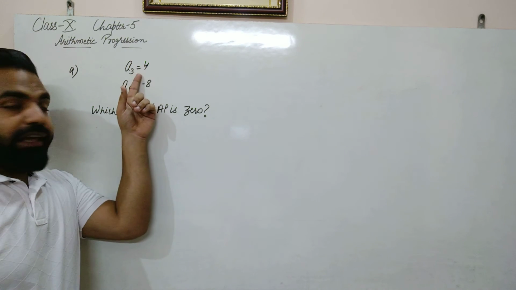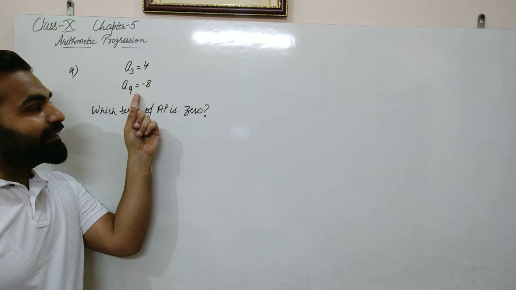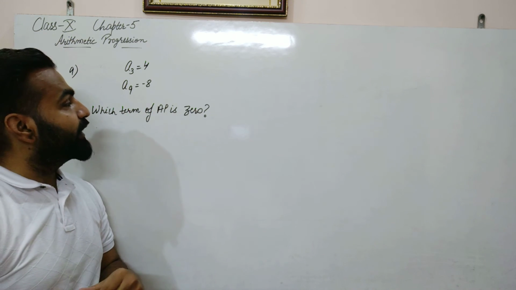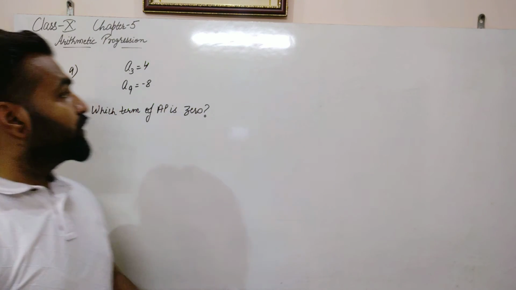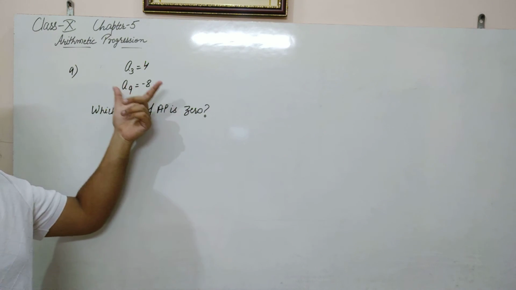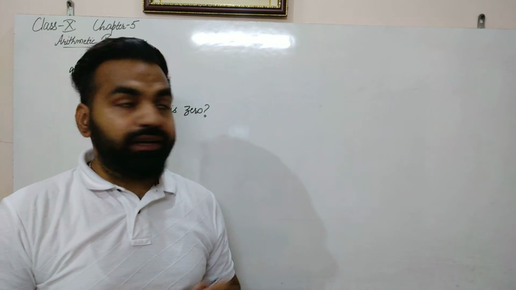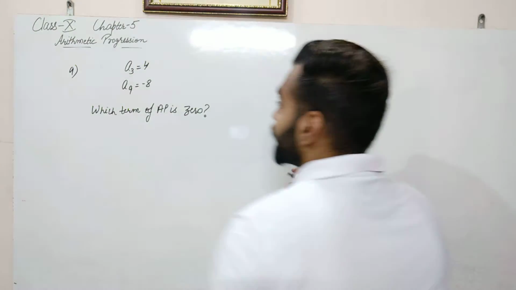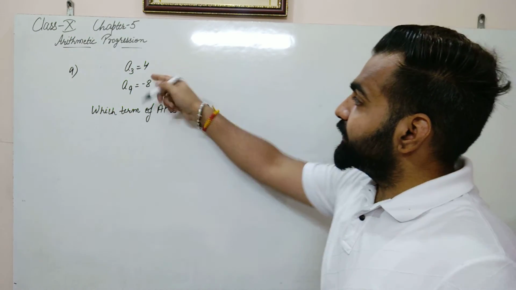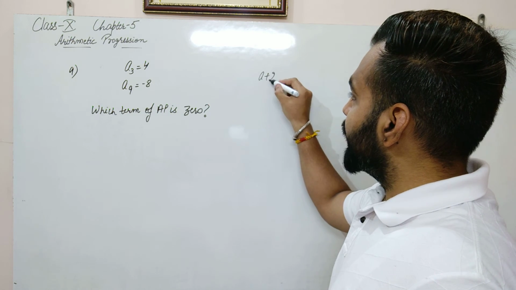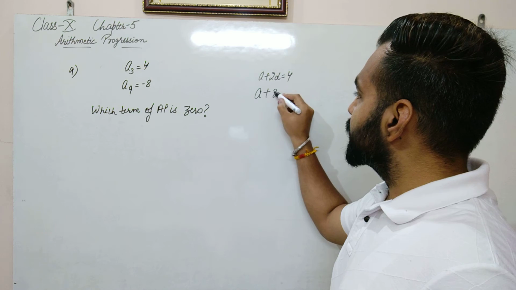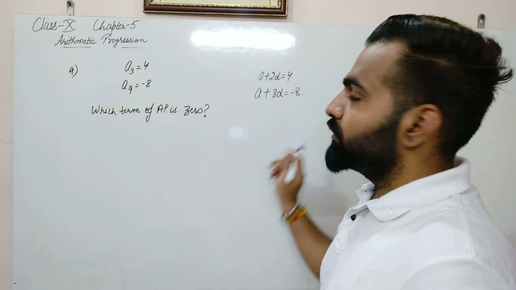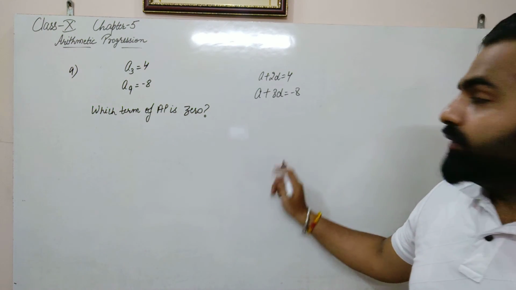The third term of an AP is 4. The ninth term of the AP is minus 8. So we have to tell which term of the AP is 0. First of all, let us solve for the values of A and D from the given data. A3 can be written as A plus 2D. A9 can be written as A plus 8D. So solve for the values of A and D.